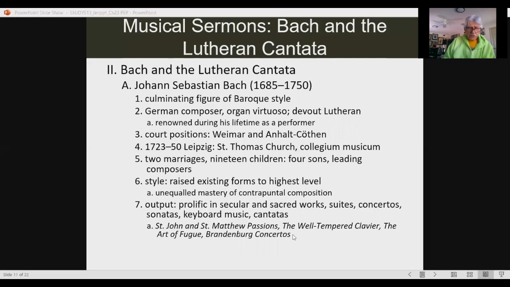And he tried to get a job at the city of Brandenburg in Germany. And he wrote 6 concertos, each one with 3 movements, and submitted them as his resume. And he did not get the job because the music, even though it was spectacular and we consider it amazing music now, at the time it was basically out of style.